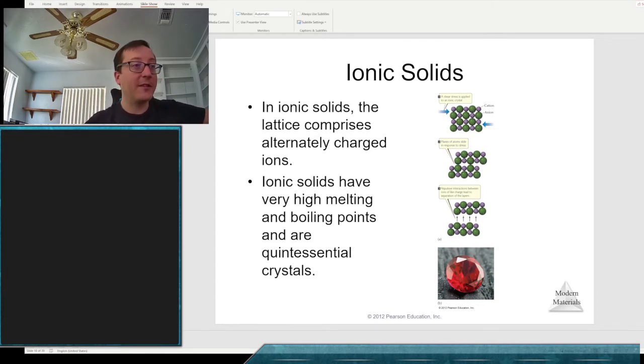All right, so that's just an example of some of the properties here. Typically speaking, these have extremely high melting points. All ionic substances are solids.